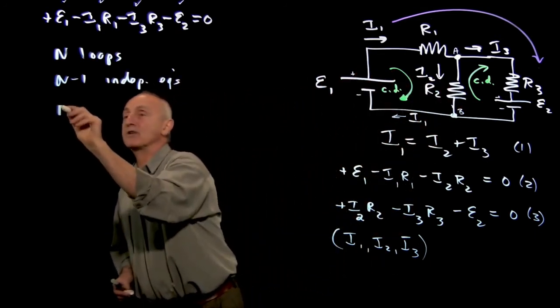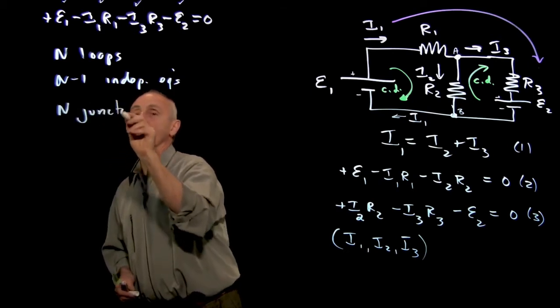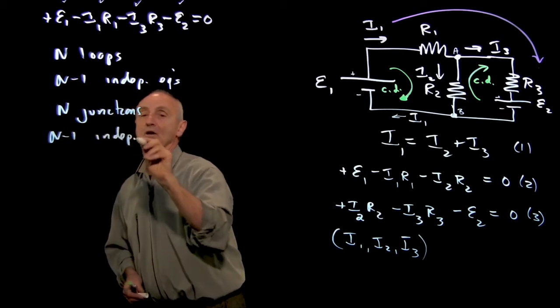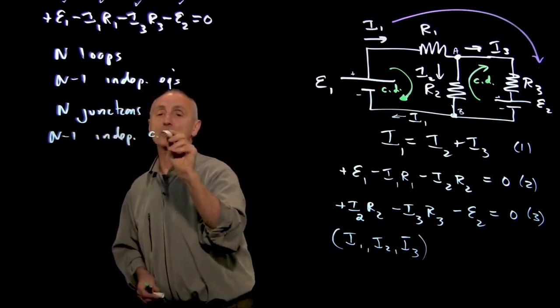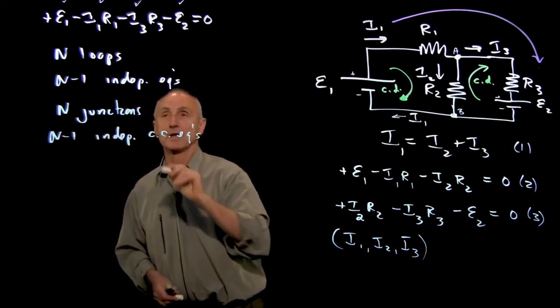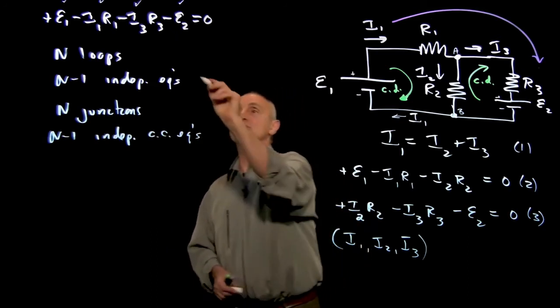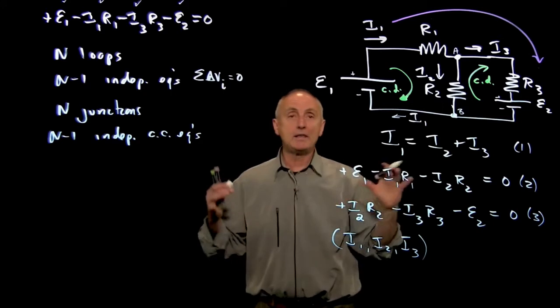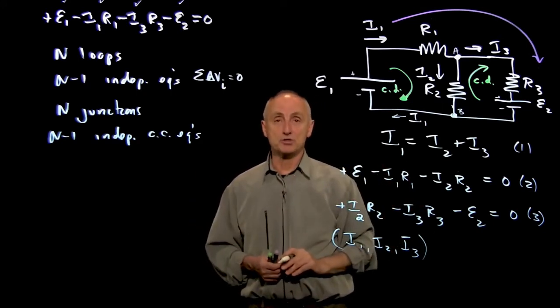And let's just remind ourselves that if we had n junctions, there's only n minus 1 independent current conservation equations. And these loop equations are the sum of delta V_i equals 0. And that's how we handle a multi-loop circuit.